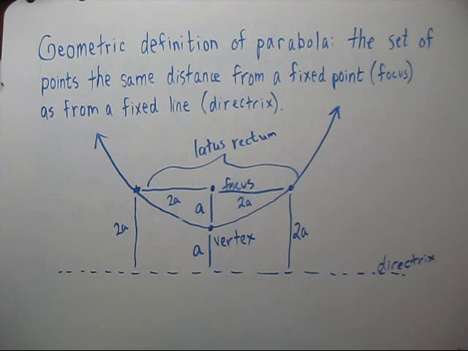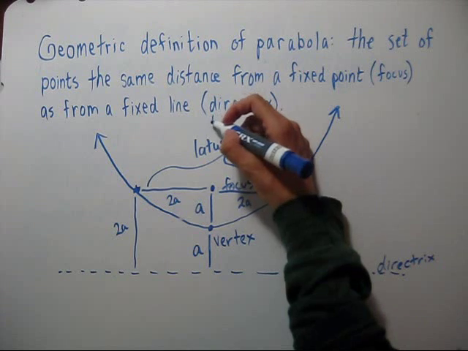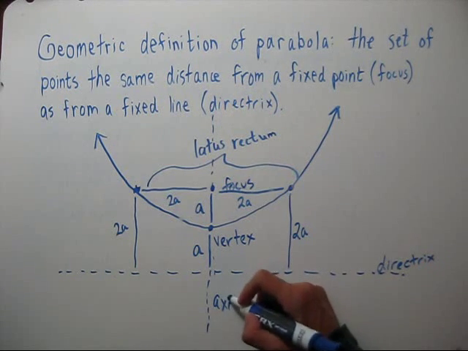Notice that the parabola is symmetric with respect to this line here. This is called the axis of symmetry.